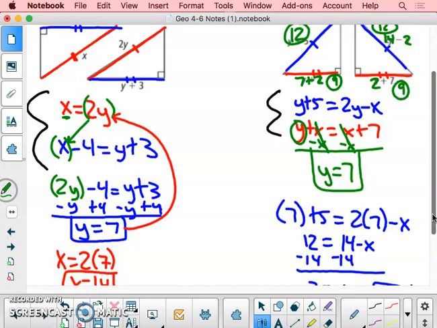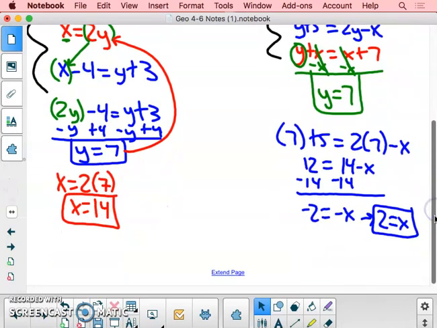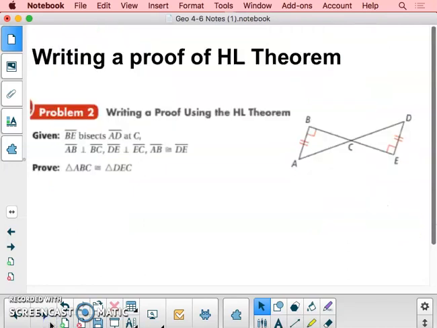So I can plug into my original equations and see what works. Okay, so that's using a system of equations to solve for those missing variables. Maybe there's more than one. Okay, all right, and then we'll go and talk about the proofs.